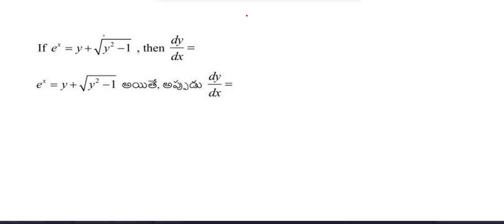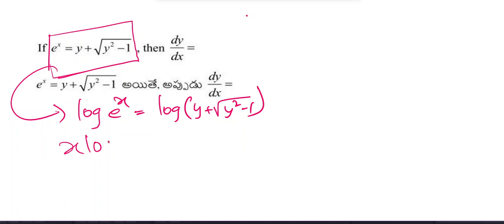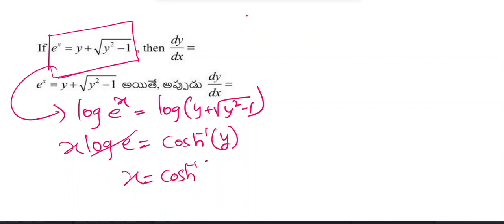This is the next question from differentiation. Here the equation is given: e power x is equal to y plus under root of y square minus 1. Then dy by dx is equal to? So applying log on both sides of this relation: log e to the power of x is equal to log of y plus square root of y square minus 1. Log e power x is x log e, that is equal to log of y plus square root of y square minus 1. From hyperbolic functions, this value is cos h inverse y. Here log e value is 1. So from this x is equal to cos h inverse of y. From this y is equal to cos hx.